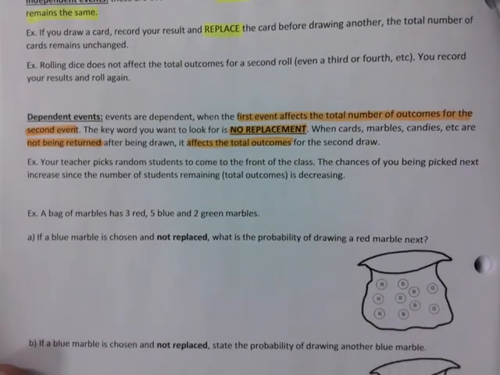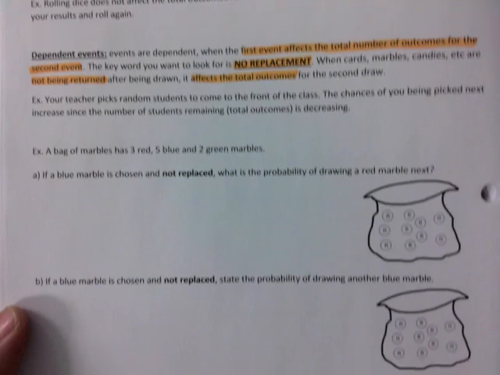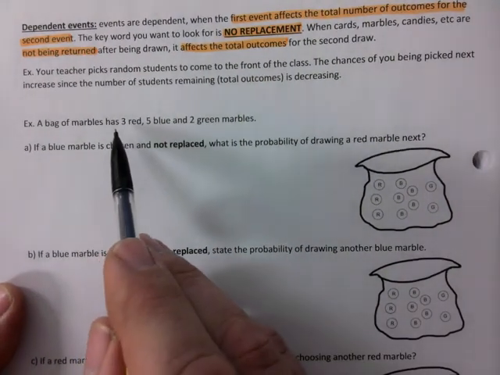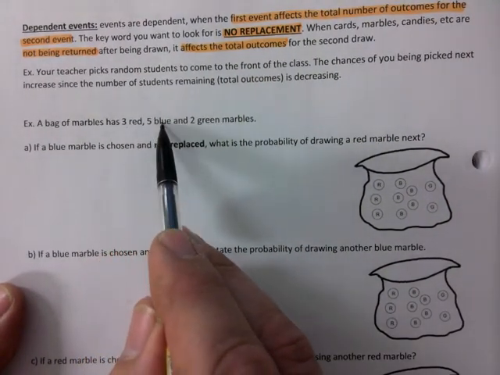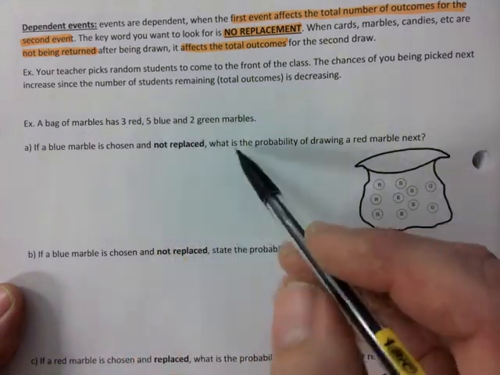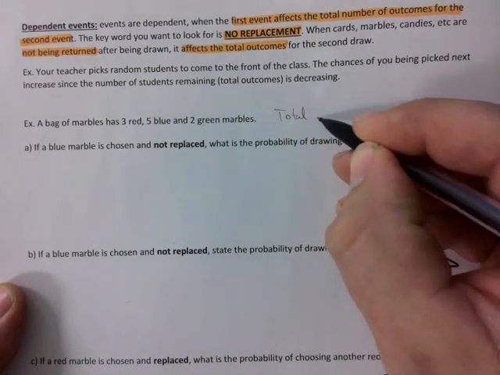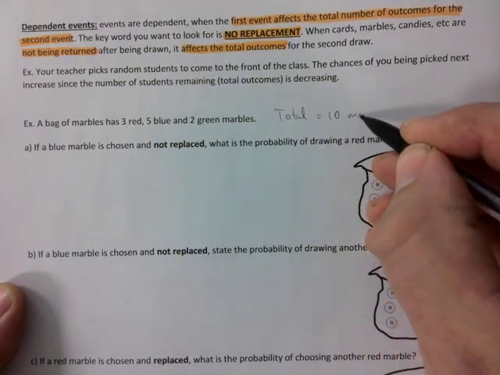Let's do some examples here and put it to the test. Okay? So we have a bag of marbles, has 3 reds, 5 blues, and 2 greens. That is a total of 10. Okay? Total 10 marbles.